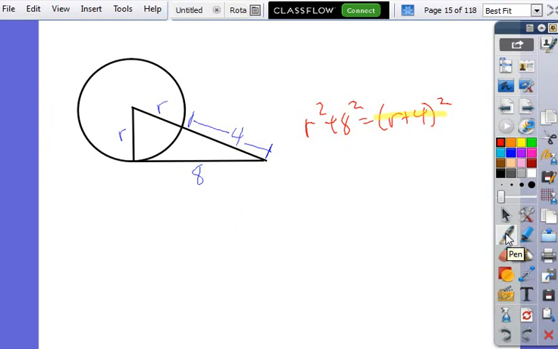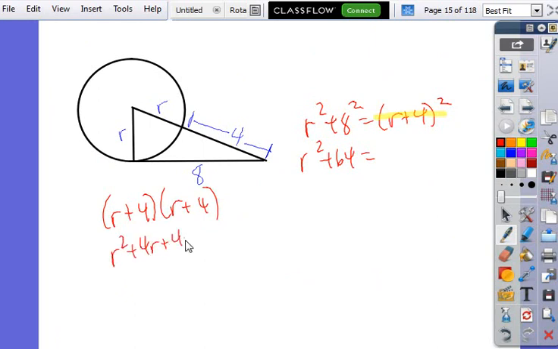The part they highlighted? Yep. You can do r plus 4 times r plus 4. Full method, that's going to be r squared plus 4r plus 4r plus 16. There is the shortcut. 4 times 2 is what? That goes in the middle. 4 times 4 is 16. That goes at the end.